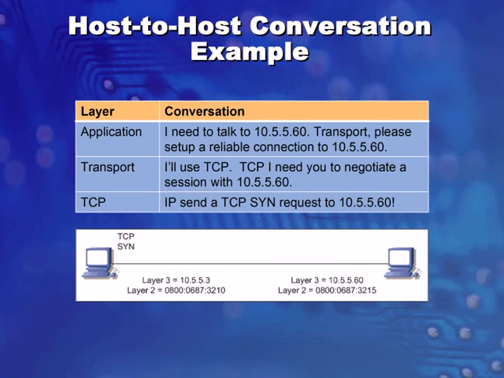Let's now take a look at the example of two hosts on the same network communicating with each other. In this case, we've got the host on the right talking to the host on the left. We have IP addresses of 10.5.5.3 and 10.5.5.60 on these two devices. And then we have the MAC addresses shown here on the screen.